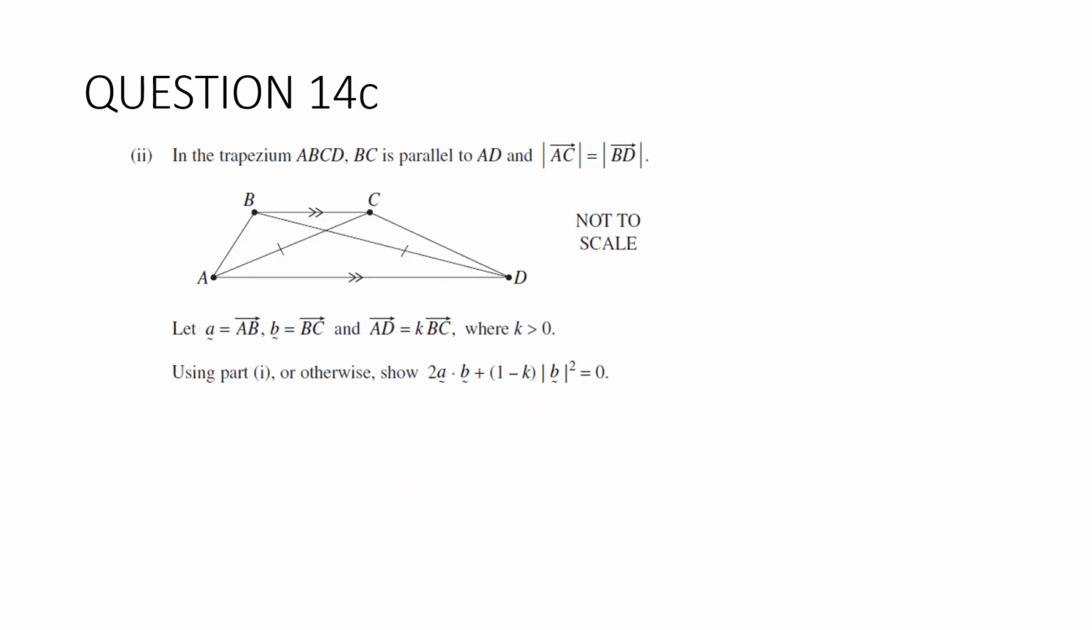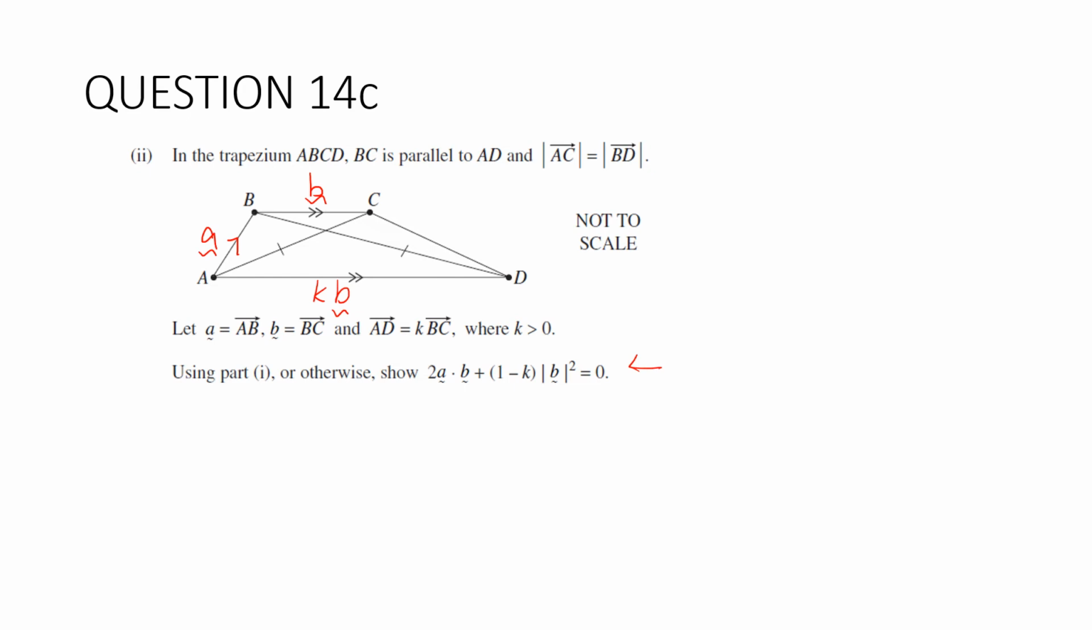Part 2. In the trapezium ABCD, BC is parallel to AD and the magnitude of AC is equal to the magnitude of BD. Let the vector a be AB and the vector b be BC, and the vector AD is equal to k times BC, which is kb. K is greater than 0. Using part 1 or otherwise, show this.